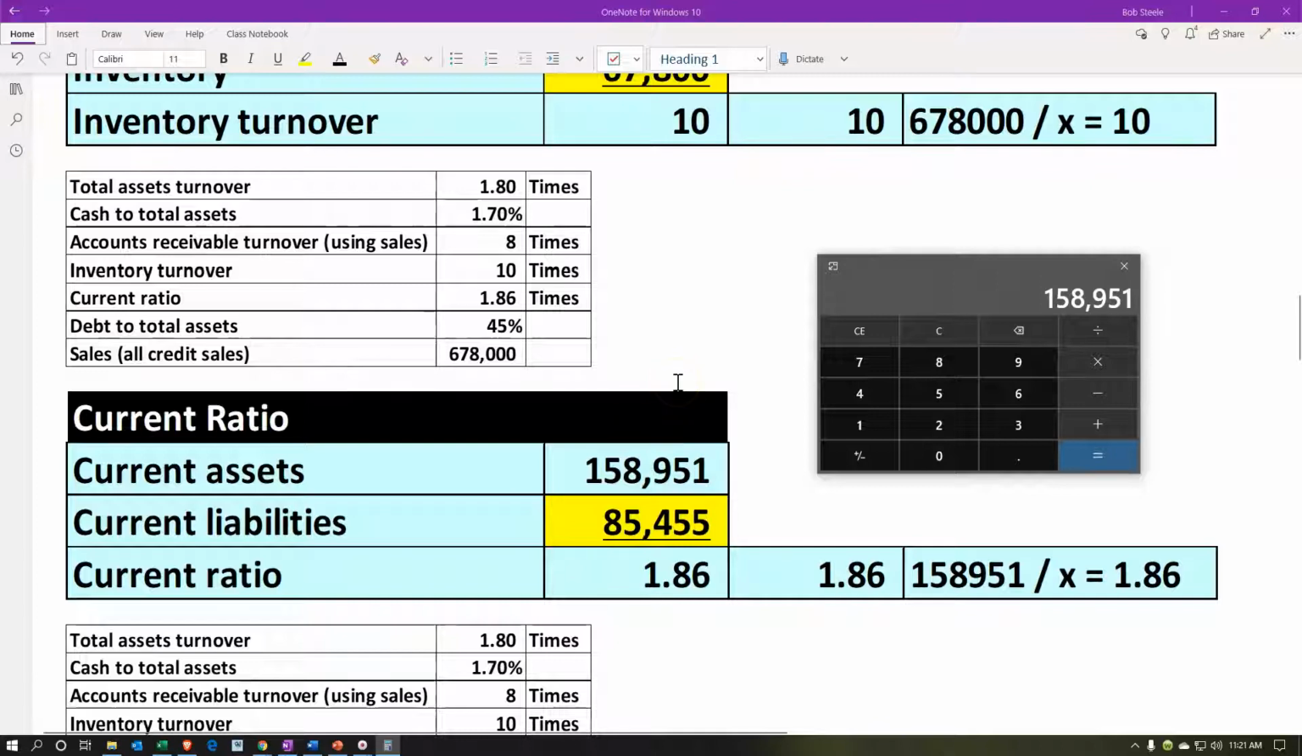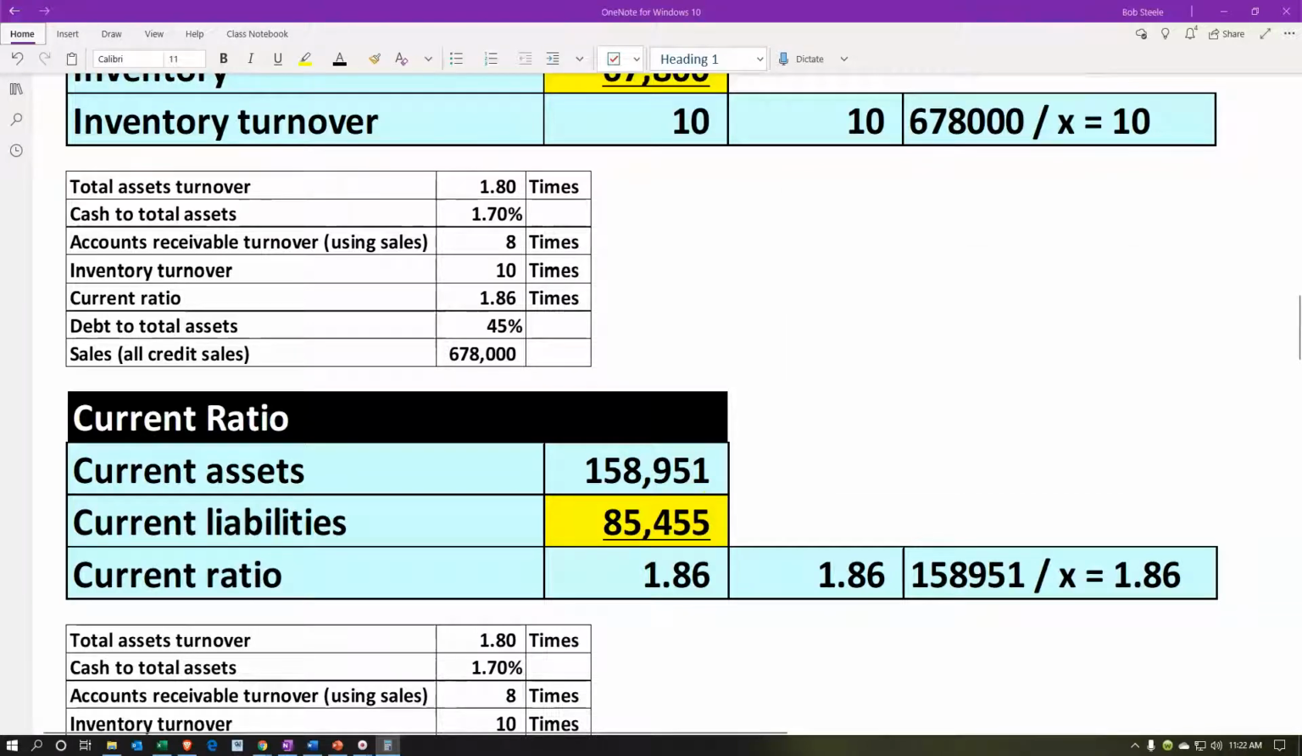So we're going to assume, this is an assumption we had to make in the problem here, that these are all the current assets that we have, which is going to add up to the 158,951. And then the current liabilities is what we do not know. We don't know the current liabilities. We do know the ratio. That's what's given to us. It's going to be the 1.86. Therefore, we can solve for the yellow unknown. We would write it out algebraically to do so. So I would write it out as 158,951 divided by X, the unknown, is going to give us that 1.86.